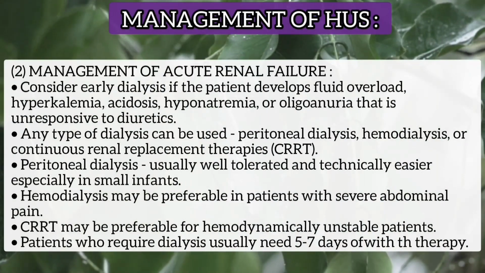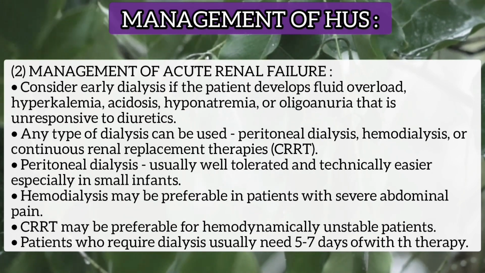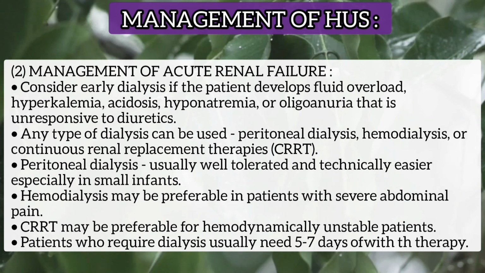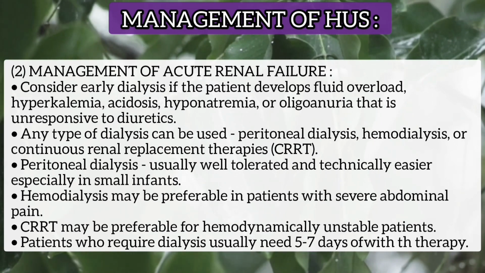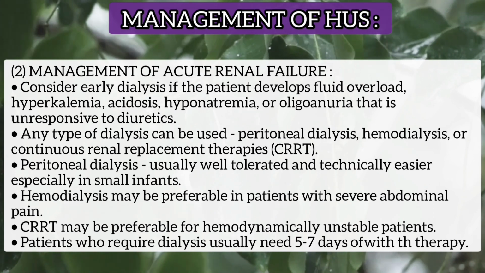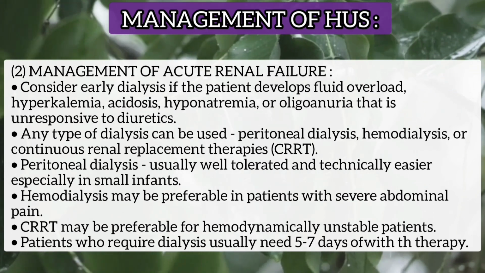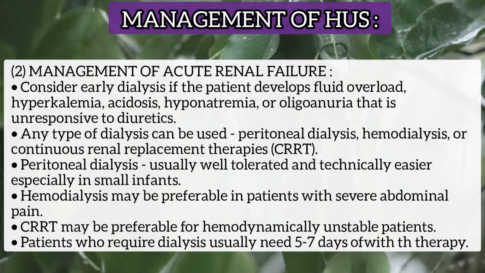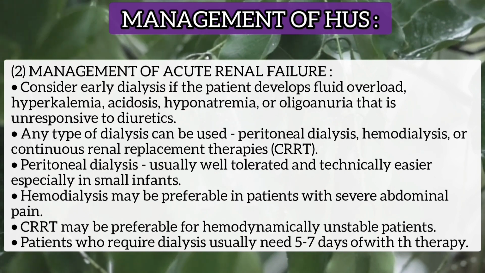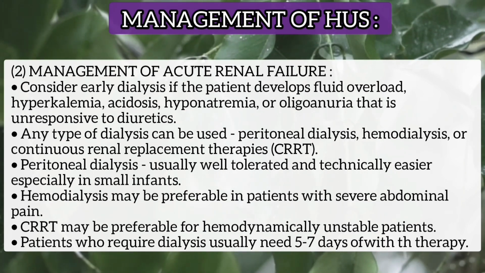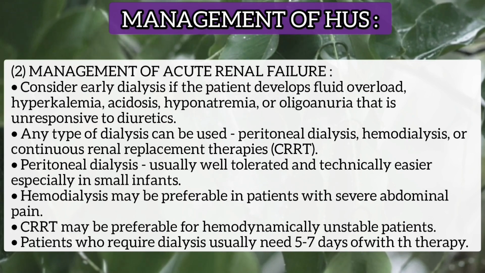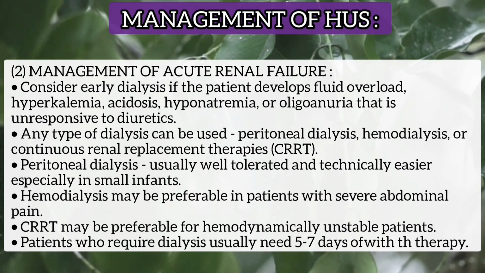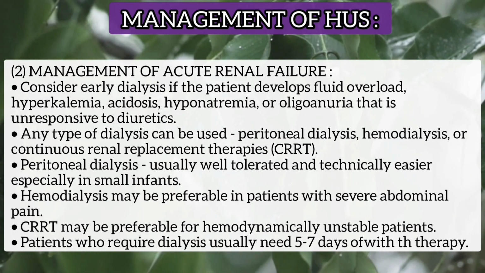Second important step is the management of acute renal failure. Consider early dialysis if the patient develops fluid overload, hyperkalemia, acidosis, hyponatremia, or oliguria that is unresponsive to diuretics. Now, any type of dialysis can be used. However, peritoneal dialysis is usually well tolerated and technically easier, especially in small infants. Hemodialysis may be preferable in patients with severe abdominal pain. Continuous renal replacement therapy may be preferable for hemodynamically unstable patients. Now, patients who require this dialysis usually need 5 to 7 days of therapy.